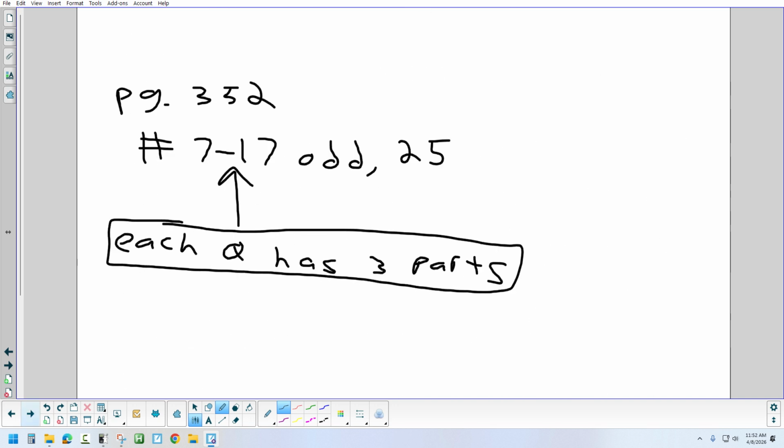All right. So homework tonight is on page 352. It's question 25, 7 through 17 and 25. Actually, you know what? It's just 7 to 17. Each question on 7 to 17 has 3 parts. The first part is find the dot product. The second part is find the angle. And the third part is determine if they are parallel, perpendicular, or neither. So all 3 parts are connected. Dot product, angle, and then parallel, perpendicular, or neither. And we'll take a look at that tomorrow.